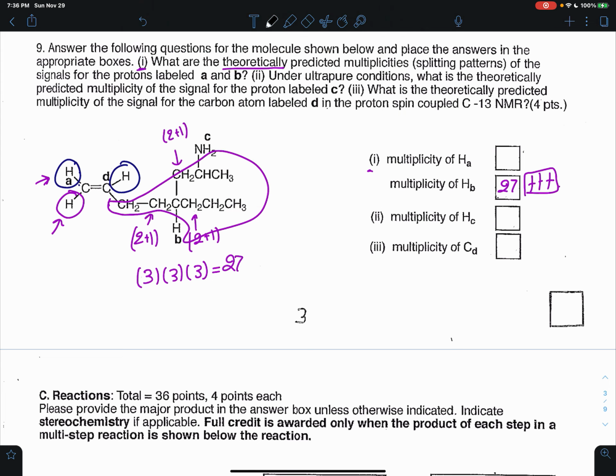So what I mean by that is that this hydrogen will have 1 + 1, and then this hydrogen right here, because this one is adjacent to the carbon that the hydrogen we're looking at is connected to, would also be a 1 + 1. So the answer would be 4.